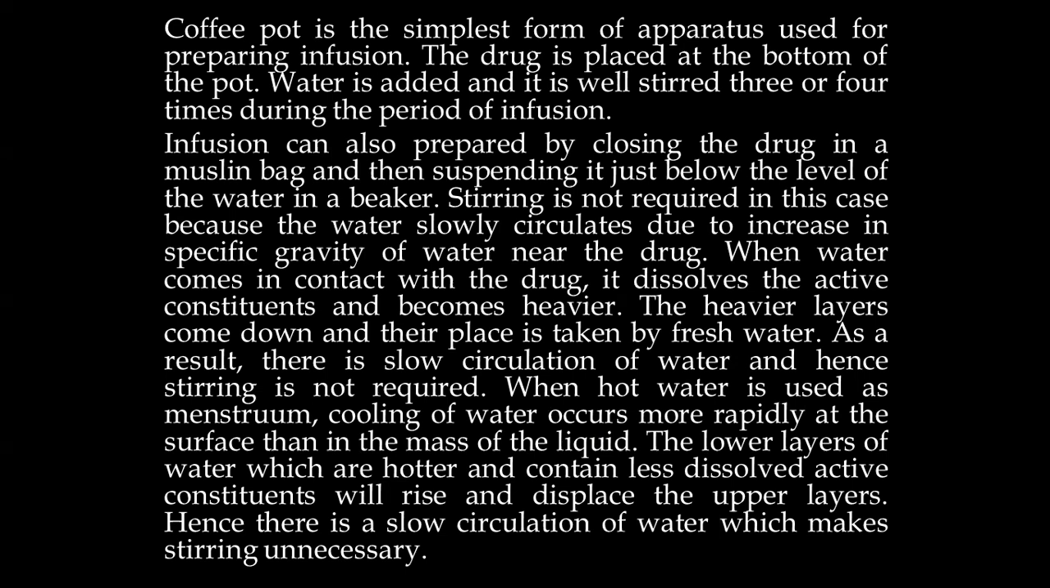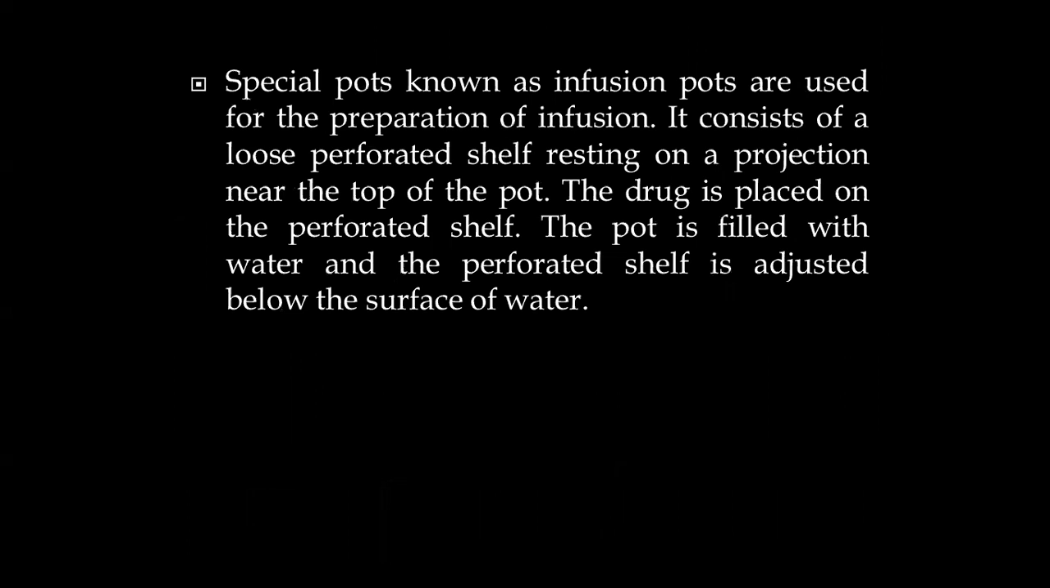Hence, there is a slow circulation of the water, which makes stirring unnecessary in the case of the muslin bag method. Nowadays, we use a specialized infusion pot, which is used for the preparation of infusion. It consists of a loose, perforated shelf resting on a projection near the top of the pot. So the drug is placed on the perforated shelf, and the pot is filled with the menstruum, and the perforated shelf is adjusted below the surface of water.